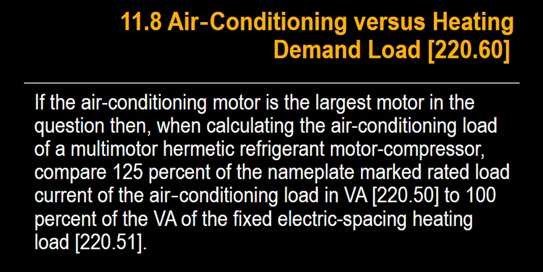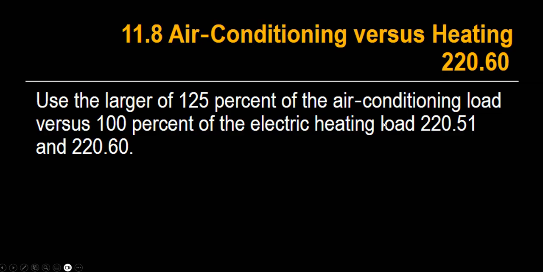Air conditioning versus heating load. This is demand load for 220.60. That's what's called non-coincidental loads. In other words, the thermostat in your house will not do heating and AC at the same time. So if the air conditioning motor is the largest motor in the question, then when calculating the air conditioning load of a multi-motor hermetic refrigerant motor compressor, compare 125% of the nameplate marked rated load current of the air conditioning load in VA to 100% of the VA of the fixed electric space heating load. Use the larger of the 125% of the air conditioning load versus 100% of the electric heating load.